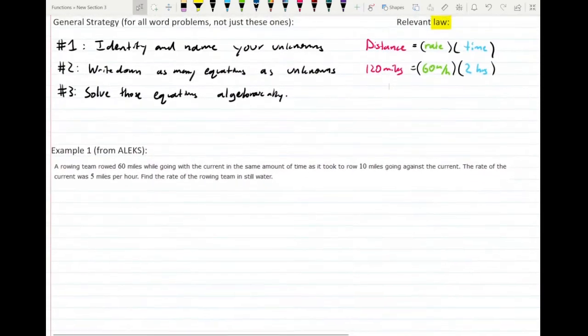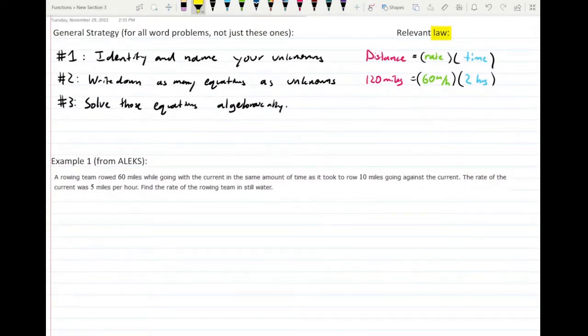Anyway, on to our first example. A rowing team rowed 60 miles while going with the current in the same amount of time as it took to row 10 miles going against the current. The rate of the current was 5 miles per hour. We want to find the rate of the rowing team in still water.